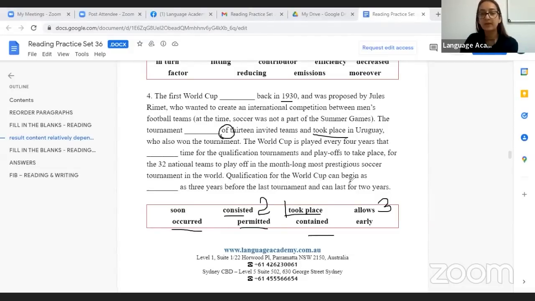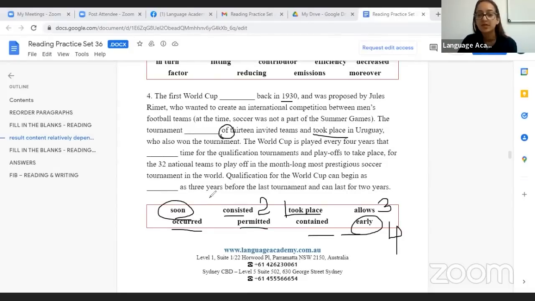qualification for the World Cup can begin as dash as 3 years before the last tournament and can last for 2 years. So we can say as soon as or as early as. As soon as is related to future, but here we are not talking about future. So you are just giving the reference of the time period. So we'll say can begin as early as 3 years before the tournament. So as soon as is to talk about the future time period. So as early as 3 years before the tournament, we are talking about past. So these are the answers.